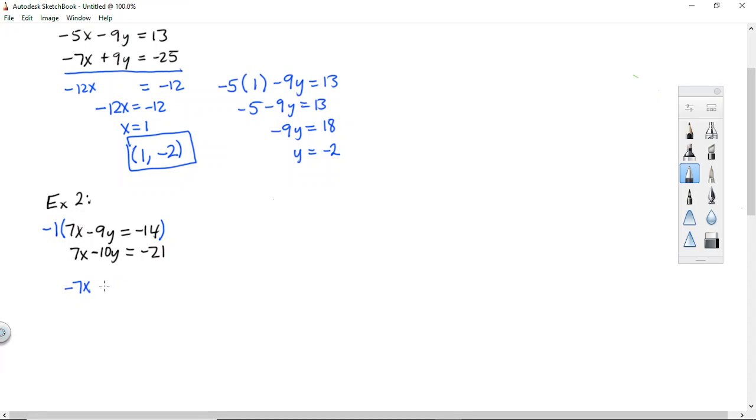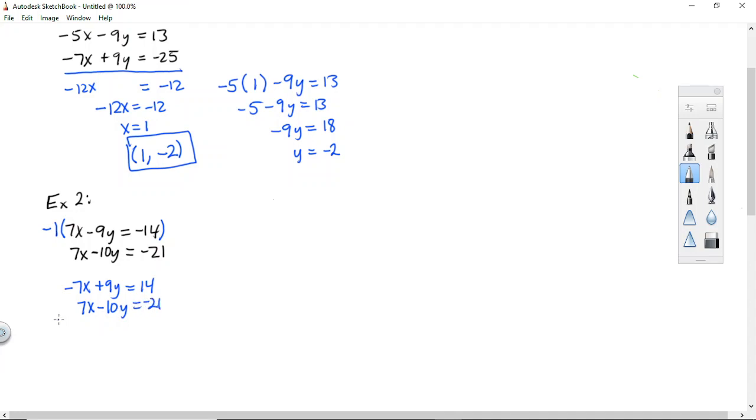Okay, and the -1 times the -9y is +9y. -1 times -14 is +14. So that's what that equation becomes. And the one below, we're not going to do anything with it. We're leaving it the same. We're just going to write it down here.